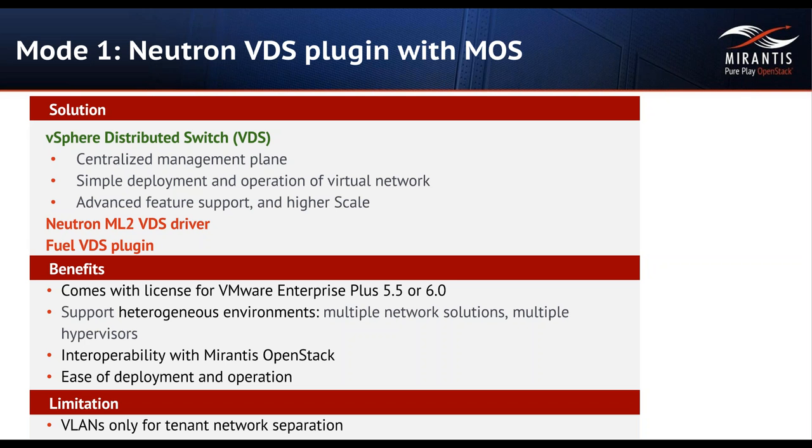What we did for this integration is the Neutron ML2 driver integration. The Neutron driver will interact with the VDS switch on the vCenter, translate the Neutron API and implement the networking requests. The second aspect of integration is the Fuel VDS plugin integration. The Fuel integration will automate the installation and the configuration of the VDS switch environment. And we're going to look at Fuel plugins in about 2 or 3 minutes, right? Yes, John will talk more about the Fuel plugin.